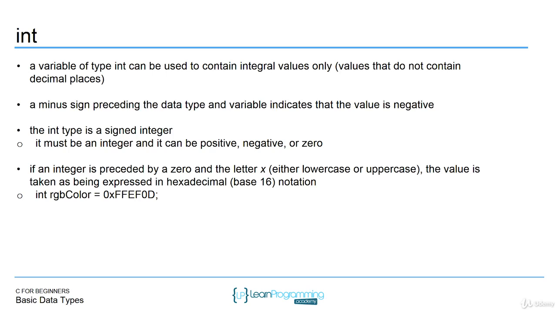But you can also assign hexadecimal numbers. The computer and the programming language allow that. If you want to assign a hexadecimal number to a variable that stores an integer, you just put the 0 and the x before. And that tells the compiler that this is a hexadecimal number. Hexadecimal is base 16, so you can store letters A through F. So hexadecimal looks like 0xFFEF0D.